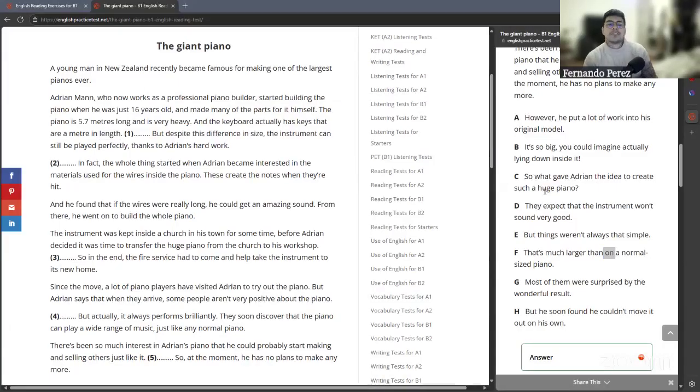The only options that are talking about size is letter B. It's so big you could imagine actually lying down inside it. And letter H, but he soon found he couldn't move it out on his own. Why? Because it's very big. Jamil, why did you choose letter B?